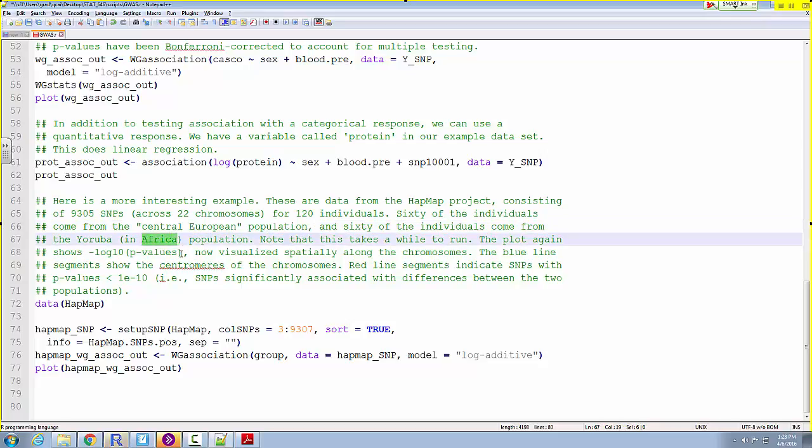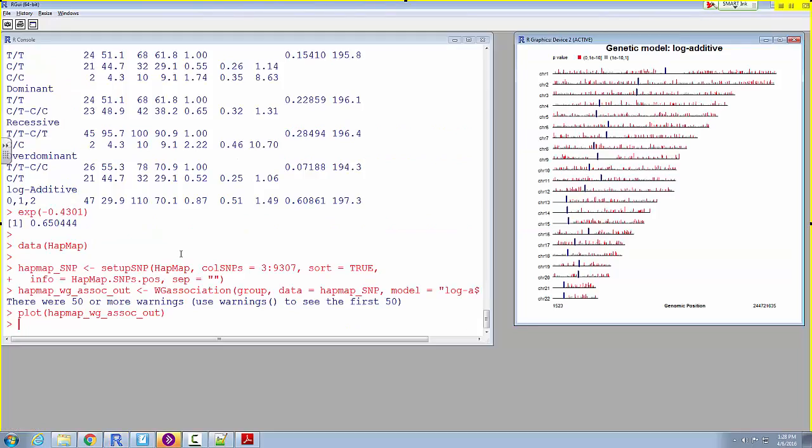The picture, it happened. Okay. Warnings, bummer. I'll check that later. Here's the picture.